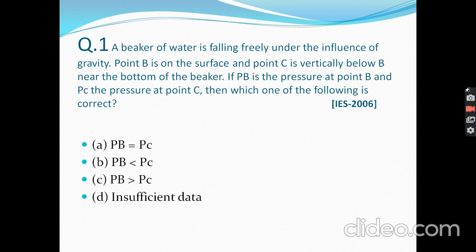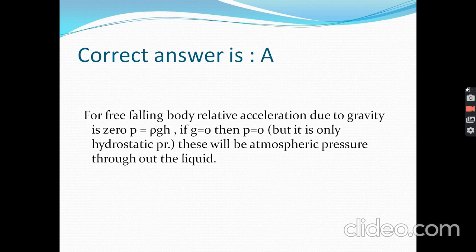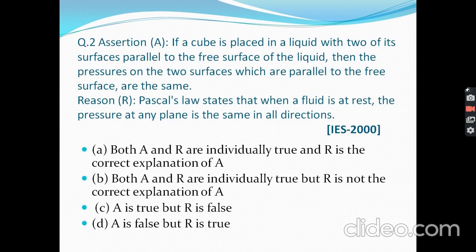If PB is the pressure at point B and PC is the pressure at point C, then which one of the following is correct? Option A, PB is equal to PC; option B, PB is less than PC; option C, PB is greater than PC; and option D, insufficient data. So the correct answer is A. For a freely falling body, the relative acceleration due to gravity is 0. So P is equal to rho gh. If g is 0, then pressure is also 0. But it is only the hydrostatic pressure. This will be the atmospheric pressure throughout the liquid.